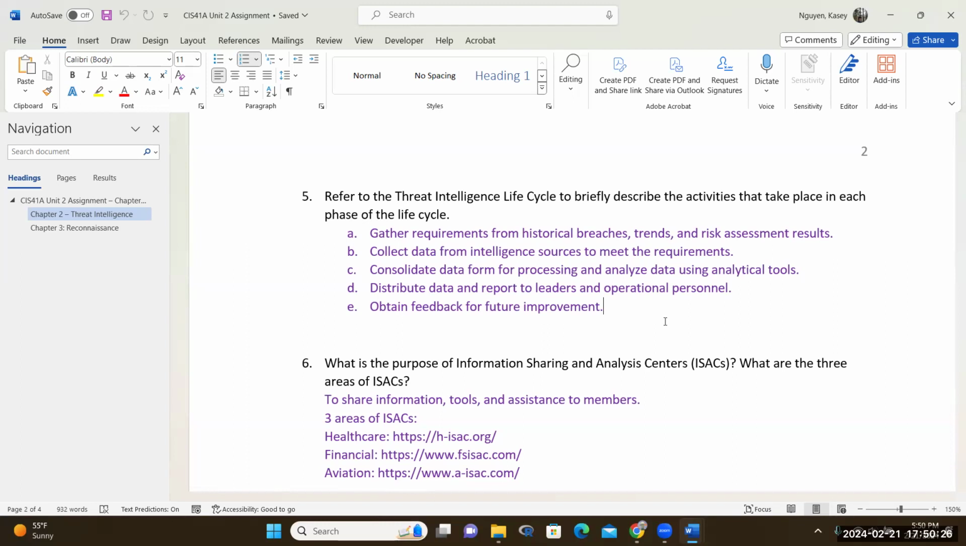Once we have good data and analysis of that data, you're going to distribute it to the executives, the decision makers, and the operational team, likely your business managers, your IT managers, and your IT team. Then after that, we obtain feedback for future improvement, because your report should be relevant and real. There's always room for improvement. You can do a survey or ask people.